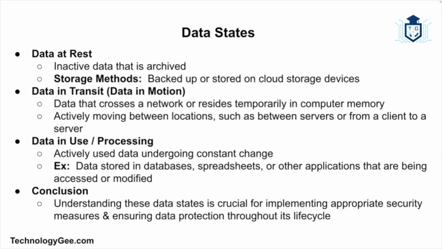Now, data at rest is inactive data that is archived, which means it's backed up or stored with a cloud storage device. Data in transit, which is also known as data in motion, is data that crosses a network or data that currently resides in computer memory. And data that's in use or is being processed can be described as actively used data undergoing constant change, such as data that's stored in databases or spreadsheets.